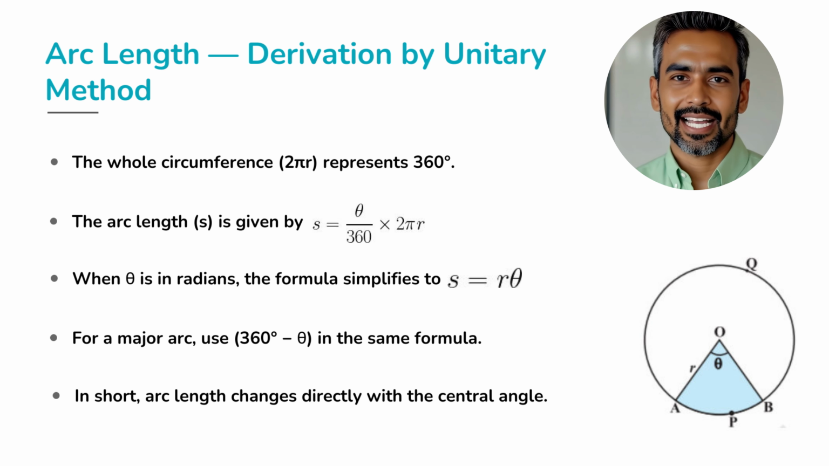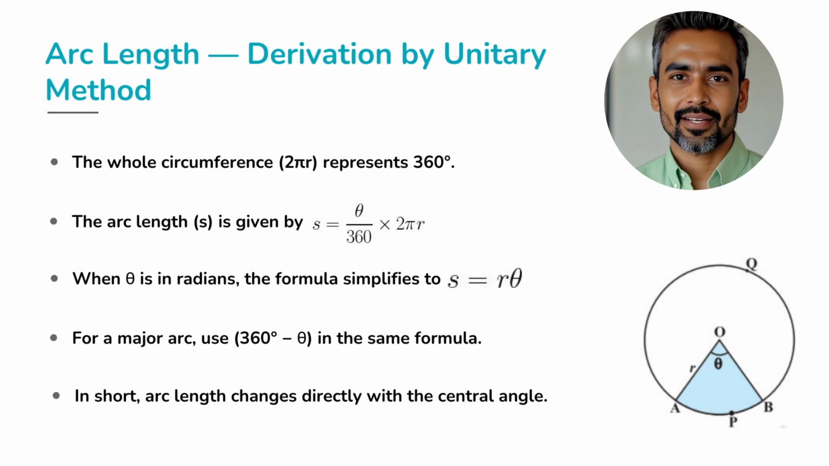Have you ever seen the edge of a wheel or a pizza crust and thought, how long is that curved part? That's what we call the arc length. The entire circumference of a circle is 2 pi r, which represents 360 degrees. So, by the unitary method, the arc length equals theta by 360 into 2 pi r.